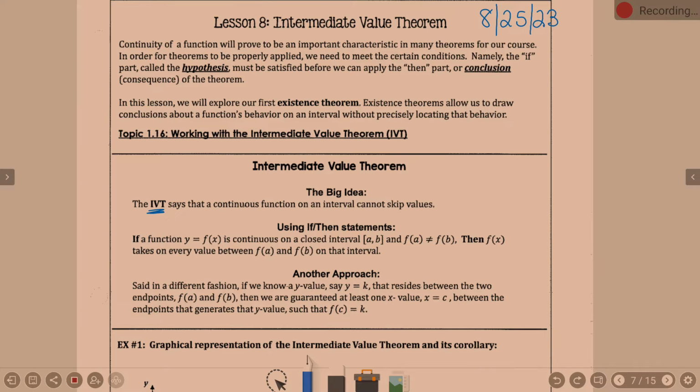In other words, if we know a function is continuous from point A to point B, it cannot skip values. Does that sound logical? So it can't be like a jump discontinuity. We just gave the word continuous, meaning it can't be discontinuous. If something is continuous, there are no discontinuities, so we cannot skip values.